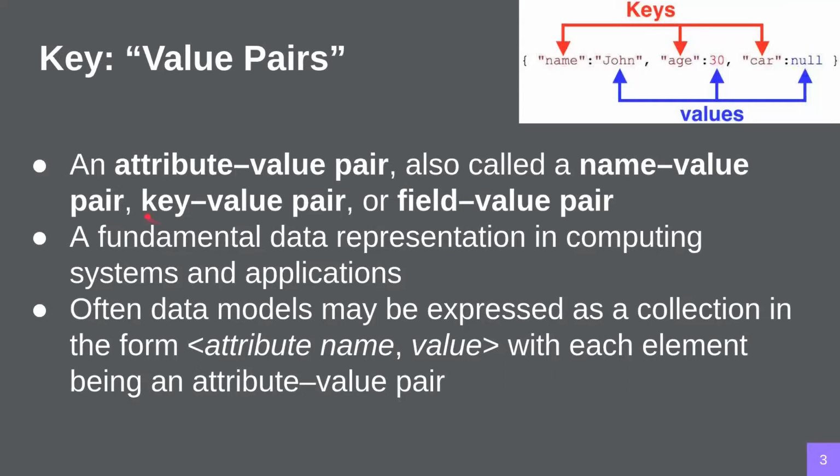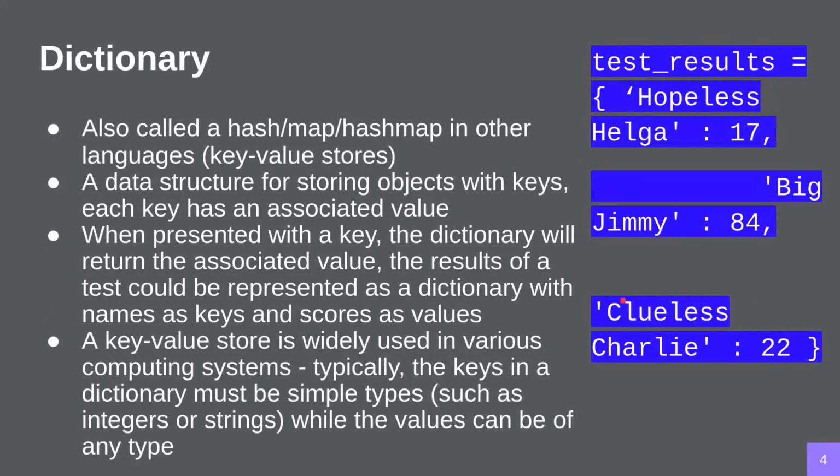So this type of data representation is very common in computing. And if someone says we have attribute value pairs or name value pairs, this is what they mean. They mean you have some keys and some values and they're related. And this is a common way to store data. So let's move forward and look at a dictionary. Dictionaries are sometimes called hash maps in other languages, key value stores, and really a dictionary is just a series of key value pairs.